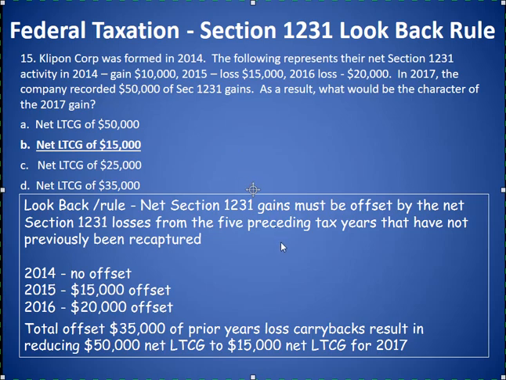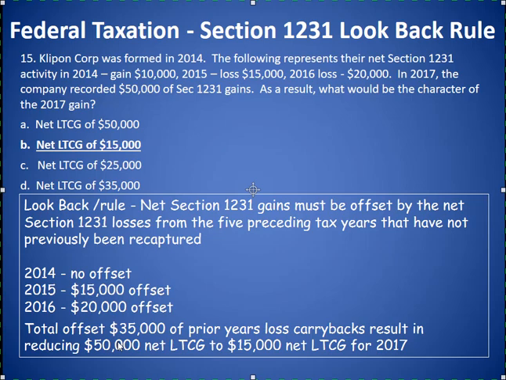So the look-back rule says net Section 1231 gains must be offset by the net Section 1231 losses from the 5 preceding tax years that have not been previously recaptured. If we take a look at 2014, since there was a gain, there's no offset necessary. In 2015, there's a $15,000 loss. That's going to be offset against the gains in 2017. In 2016, there's a $20,000 loss, which is going to be offset against the 2017 gains.